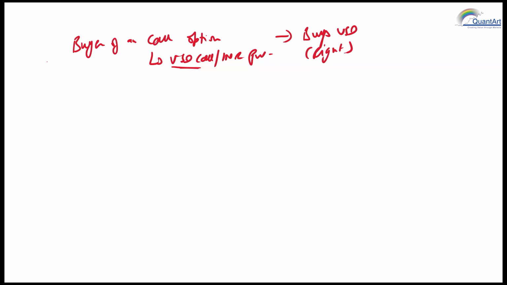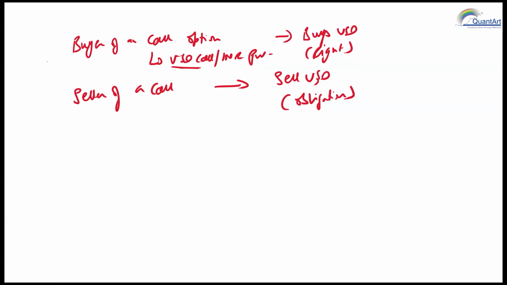Similarly, therefore by definition, the seller of a call will do what? Sell USD by definition. But it's an obligation, because buying an option is a right, so selling an option is an obligation. This is important to keep in mind, because when we look at option structures, this kind of framework is something which will help us.